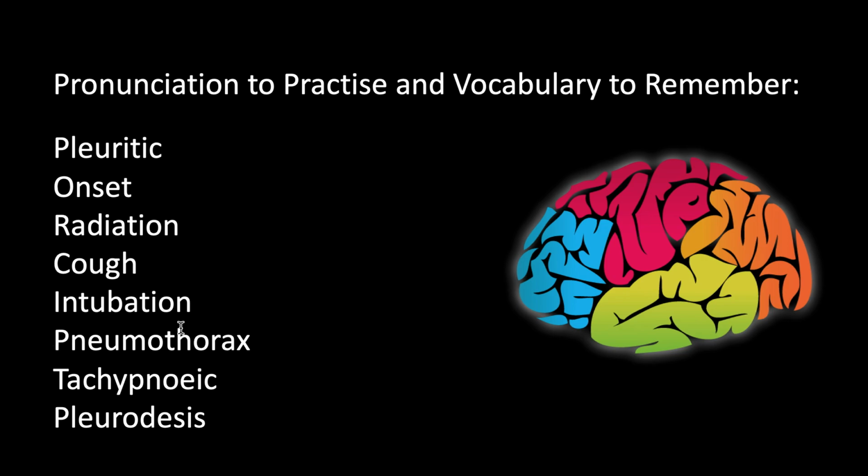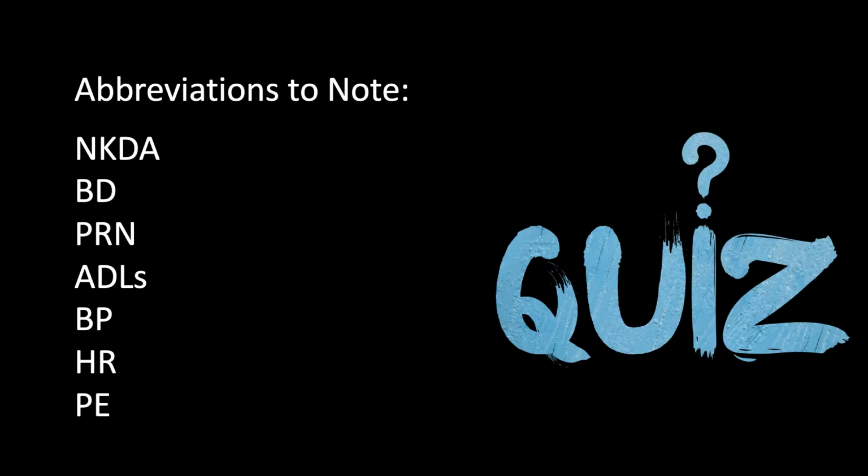And then we have our diagnosis for this case, which was pneumothorax. And remember, our patient was slightly tachypnoeic. And if he has further episodes, or if it hadn't resolved well, we would have considered this patient for pleurodesis. Hopefully you've managed to pronounce those all correctly and it's stuck in your head.